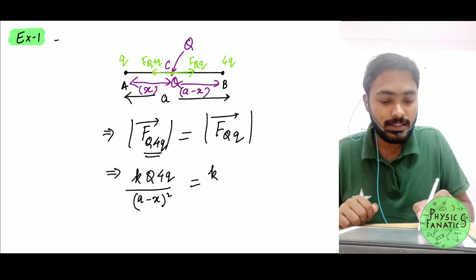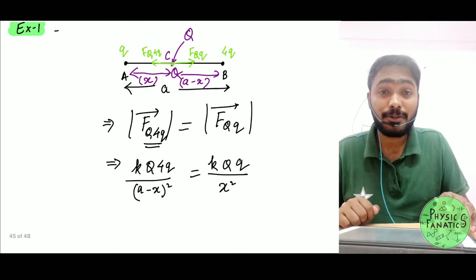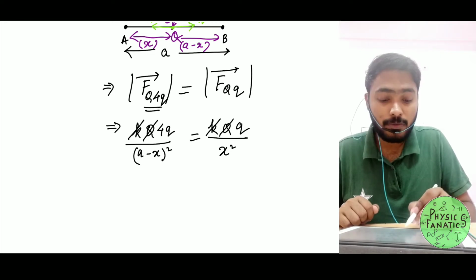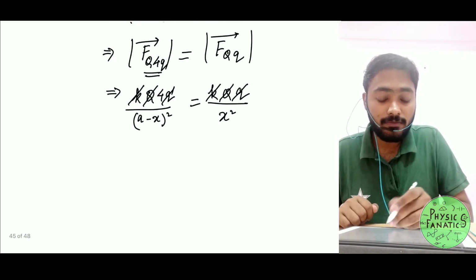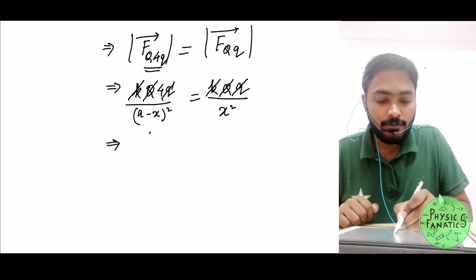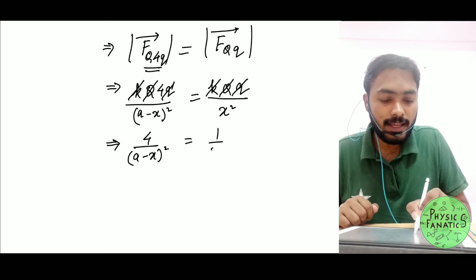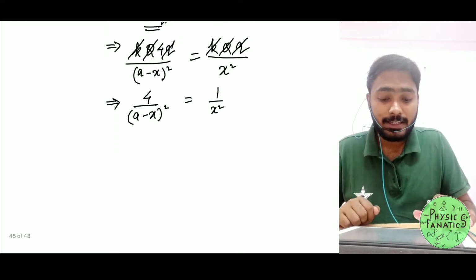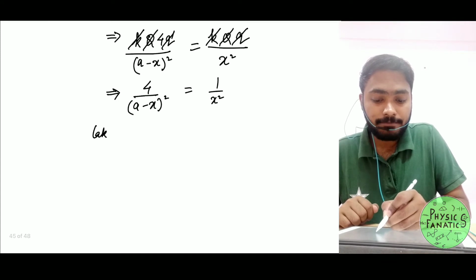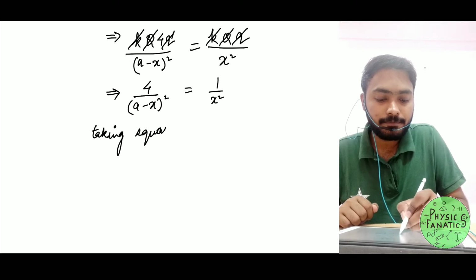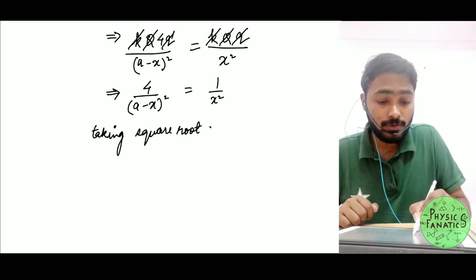So all we are going to do is apply Coulomb's law: k, Q, small q divided by x square. k will cancel out with k, capital Q will cancel out with capital Q, small q will cancel out with small q, and we'll be left with 4 upon a minus x whole square equal to 1 upon x square. So simple. Taking square root on both sides.